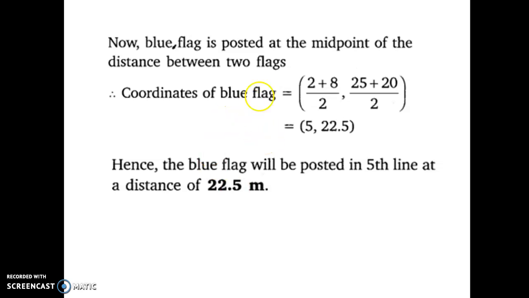Because x coordinate is 5, so she should run on the 5th line. Then y coordinate is 22.5. That means she should cover forward the distance of 22.5 meters.